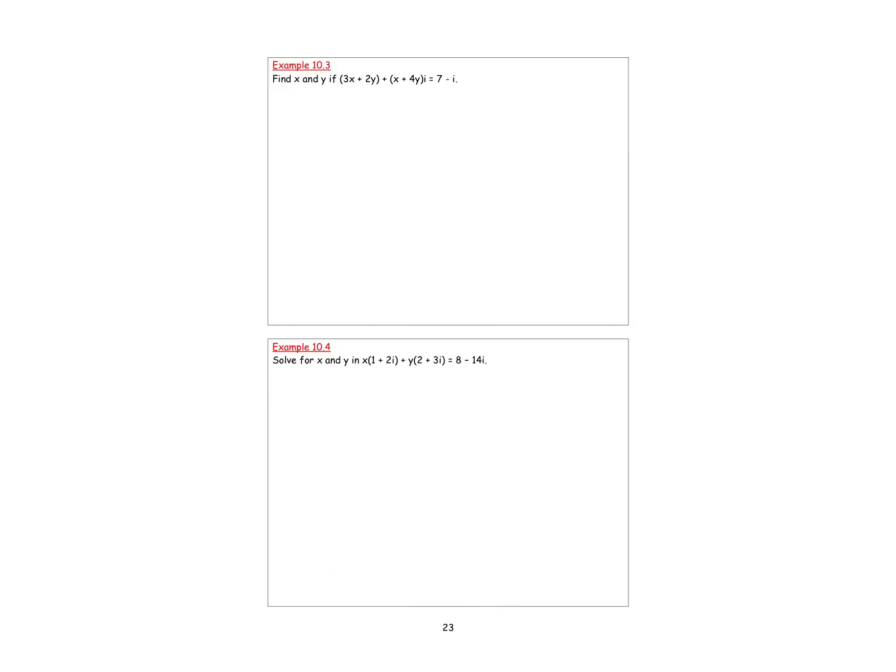In example 10.3, it says find x and y if 3x plus 2y plus x plus 4yi is equal to 7 minus i. Here, they've already grouped the real and imaginary parts. We have the real parts here, and that's going to be equal to 7. We have the imaginary parts here, and that's going to be equal to minus 1. Doing that then, we'll be left with 3x plus 2y is equal to 7. And we'll have x plus 4y is equal to minus 1.